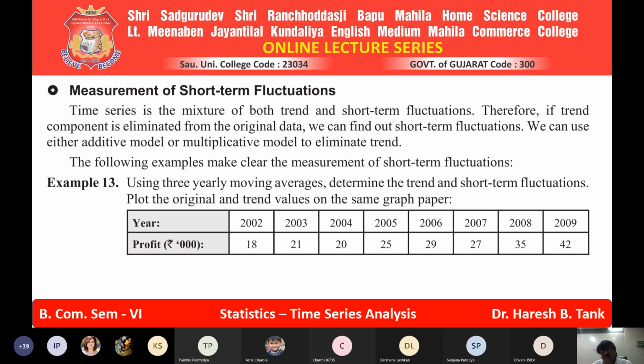In the last stage, we may deal with short-term fluctuation, because it comes ultimately at a later stage. But before that, you have to get the 3-yearly moving average for the given data. The other data is given in the form of profit, and that too in thousands. Okay, fine enough. What should be done as a first step?